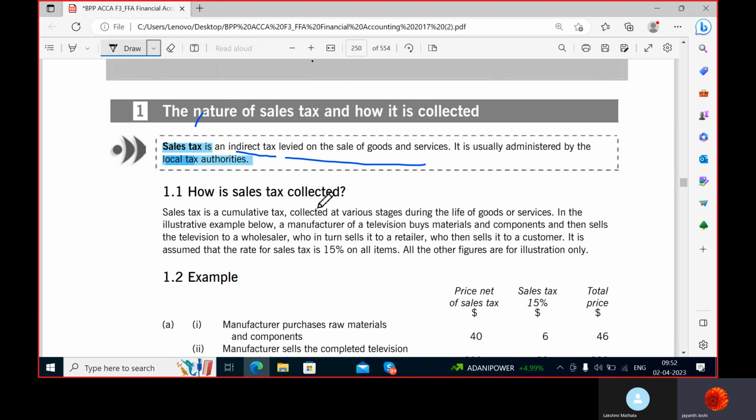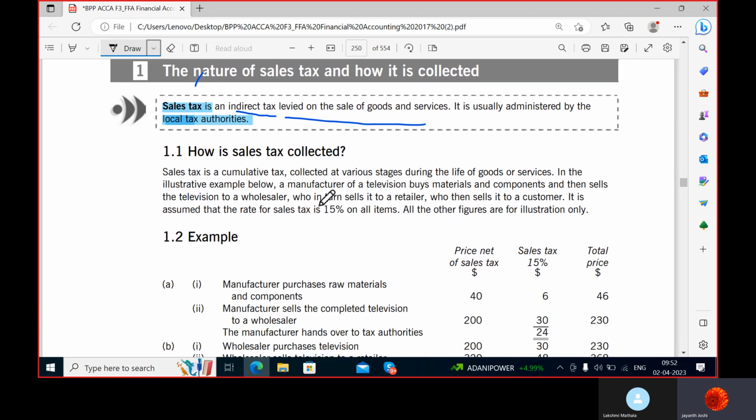Now next thing, how is sales tax collected? We will check this example and try to understand the concept of sales tax. First and foremost, it is a cumulative tax. What do we understand by cumulative? That means at every step it is getting added. So sales tax is a cumulative tax collected at various stages during the life of goods and services.